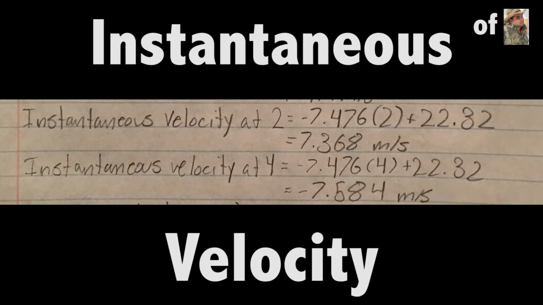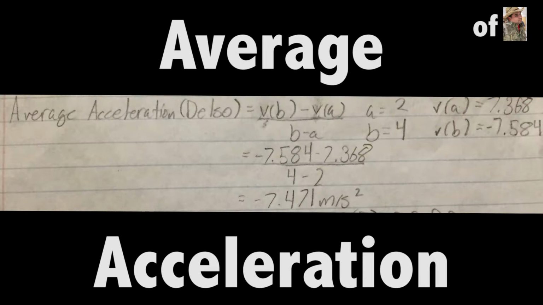In order to find the instantaneous velocity of Mr. Delso, we plugged in 2 and 4 into the velocity equation. Whenever plugging in 2, we got 7.368 meters per second, and whenever we plugged in 4, we got negative 7.584 meters per second.